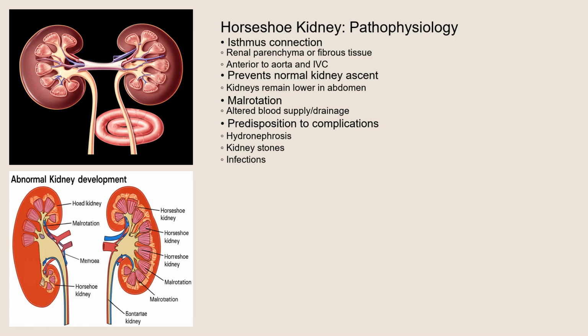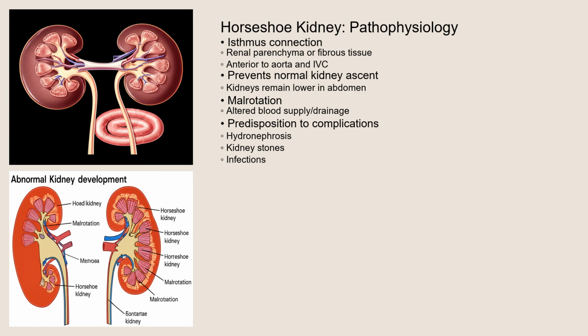Let's talk about the pathophysiology. In a horseshoe kidney, the kidneys are connected by an isthmus, usually composed of renal parenchyma or fibrous tissue, which crosses the midline anterior to the aorta and inferior vena cava. This connection prevents the kidneys from ascending to their normal position during development. Consequently, the kidneys remain lower in the abdomen than usual.